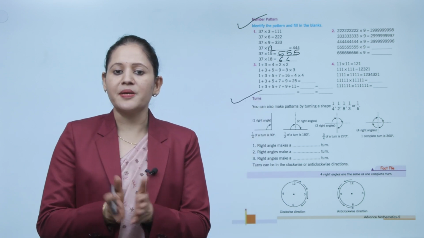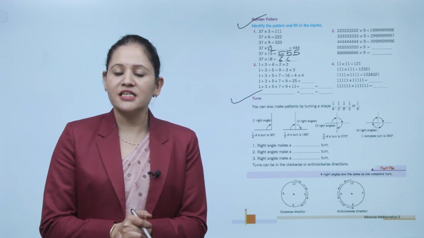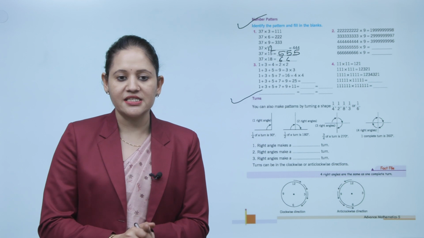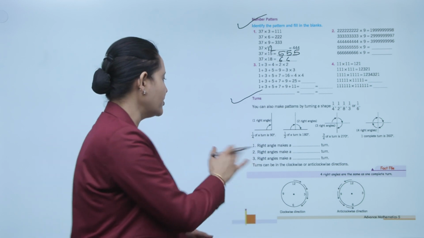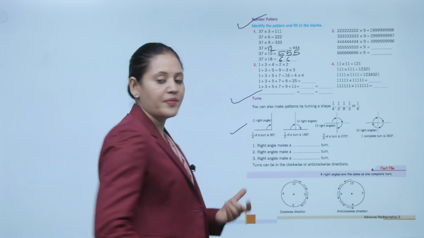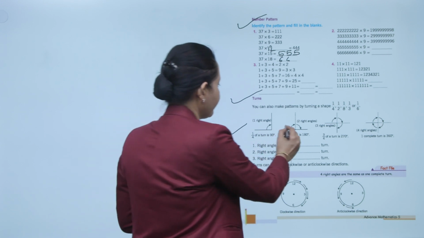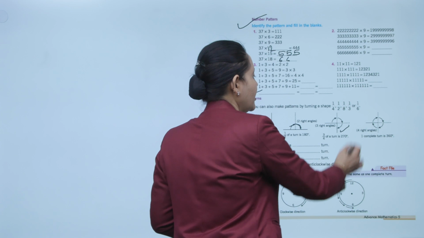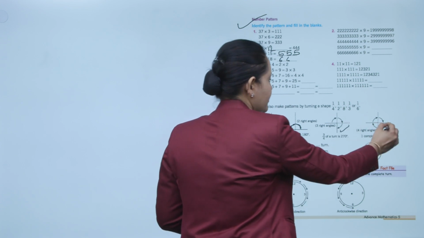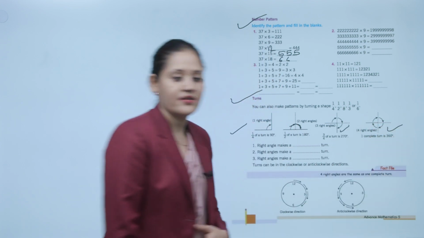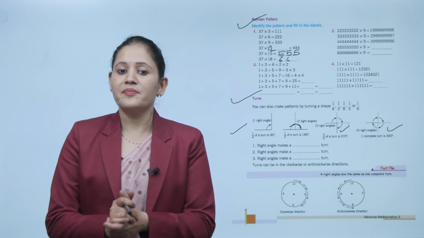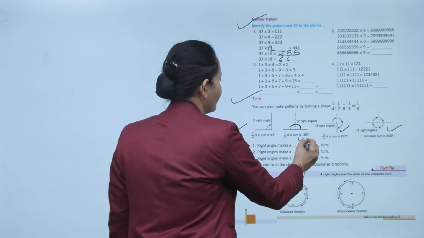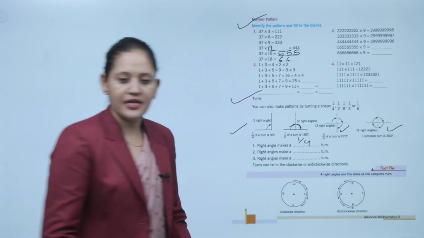Next is turns. You can also make patterns by turning a shape 1 by 4, 1 by 2, 1 by 8, 1 by 3 or 1 by 6. So a 1 by 4 turn is 90 degrees, 1 by 2 is 180 degrees, 3 by 4 turn is 270 degrees, and 4 right angles complete one turn, that is 360 degrees. A right angle makes a 1 by 4 turn. Clear?